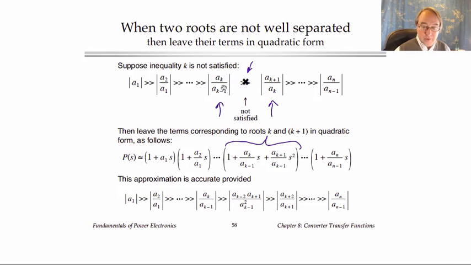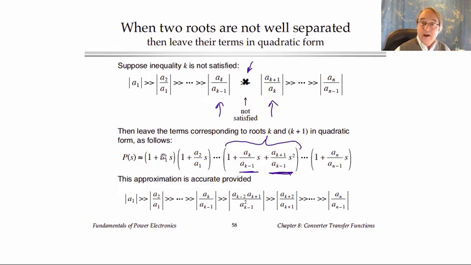So this means we have two roots that are not well separated, and we can treat them in a quadratic form to get a more accurate expression for the corresponding terms. Here is then the way to do it. So this term here is a_k over a_{k-1}, which is what it would have been in the original approach. And the second term is a_{k+1} divided by a_{k-1}. So this is a different term.